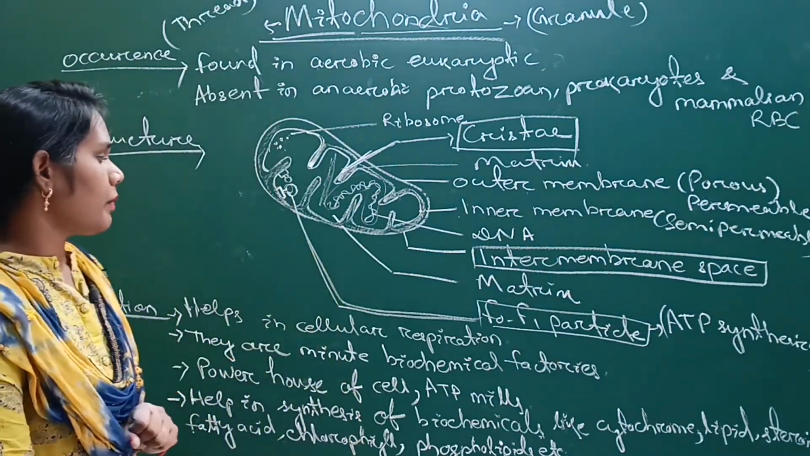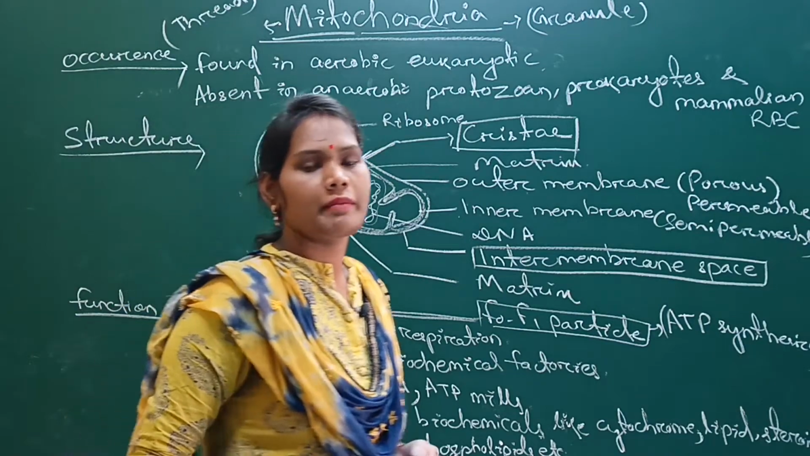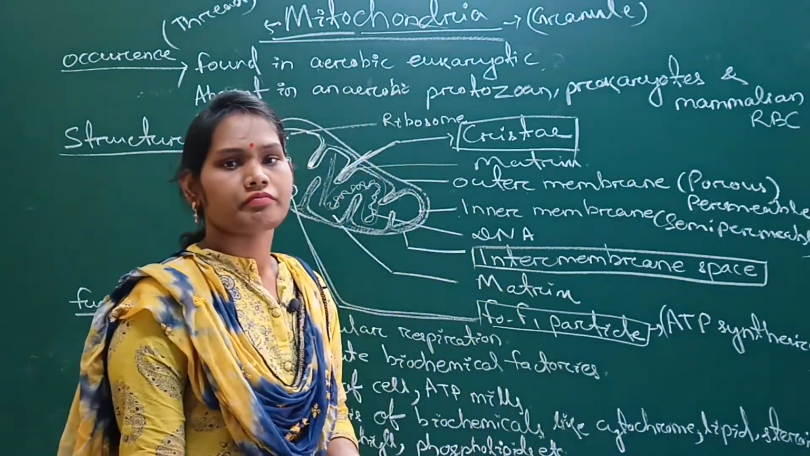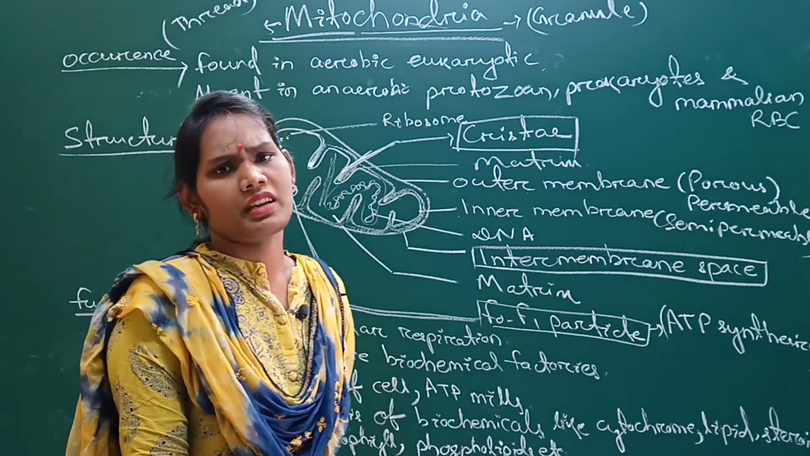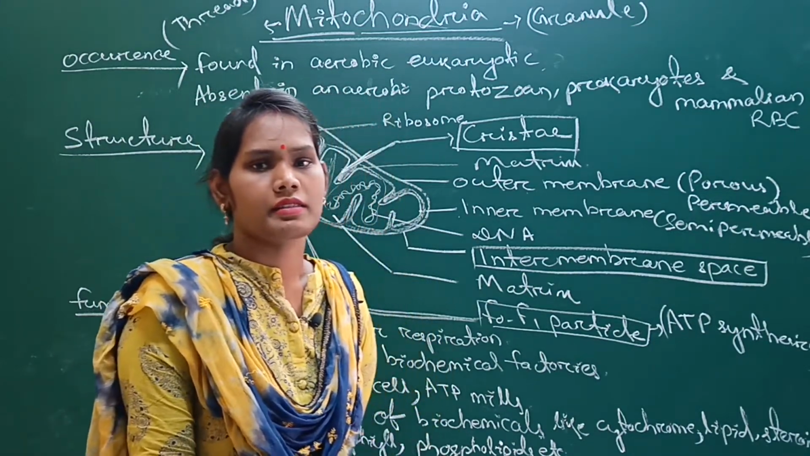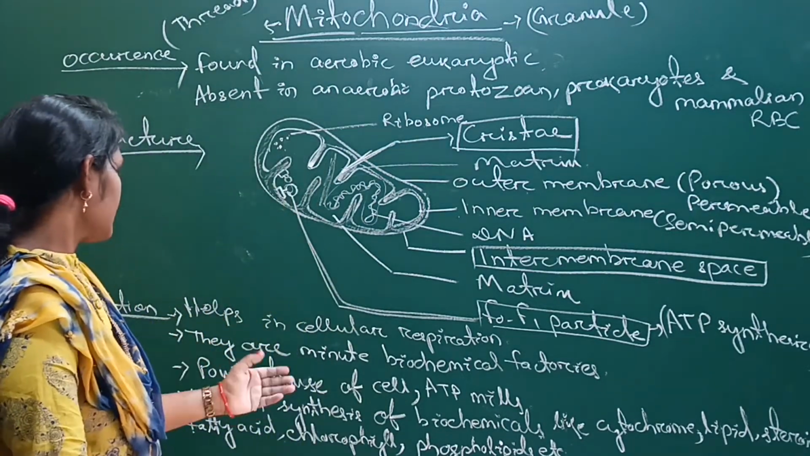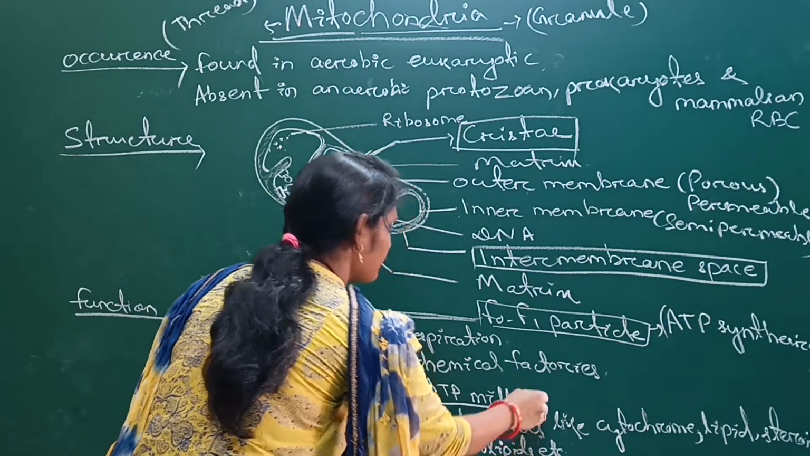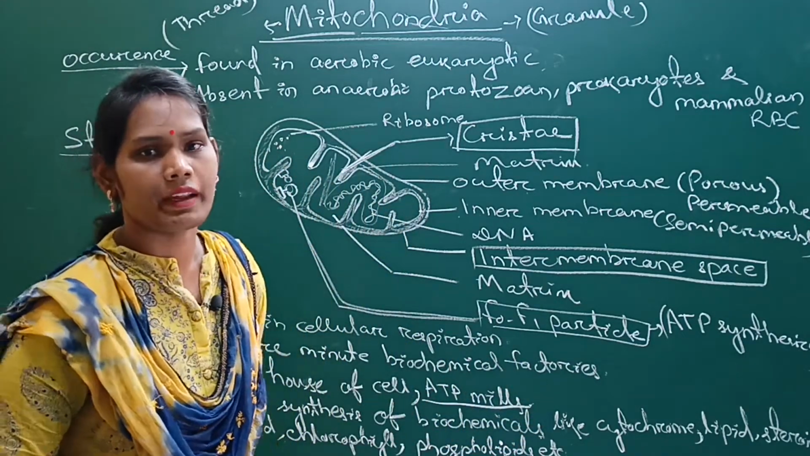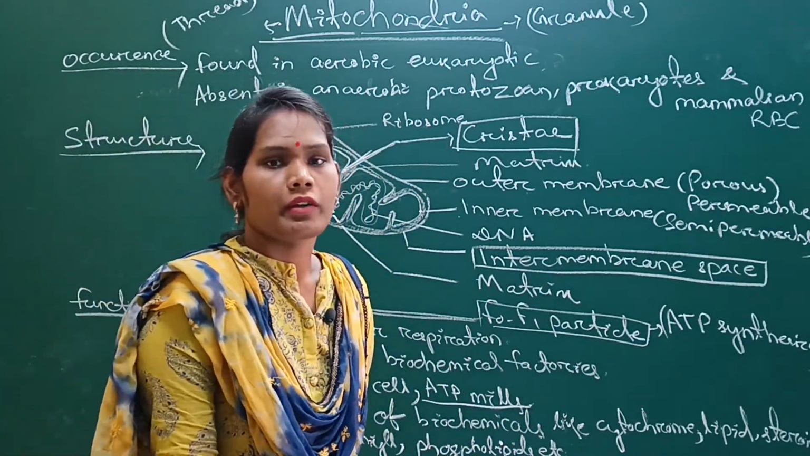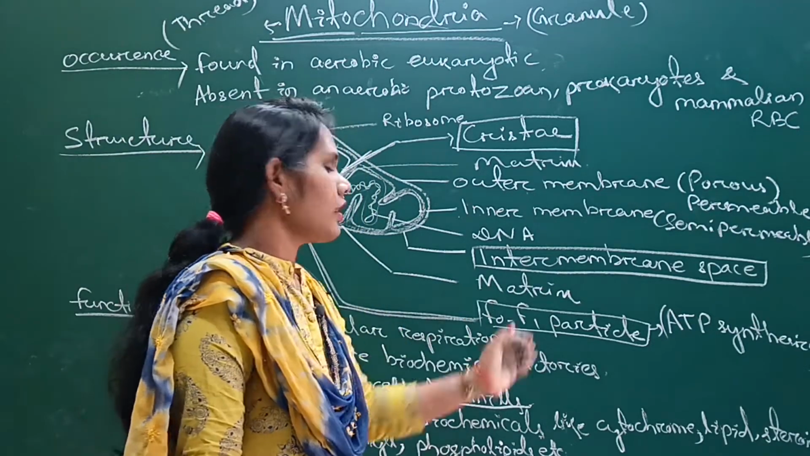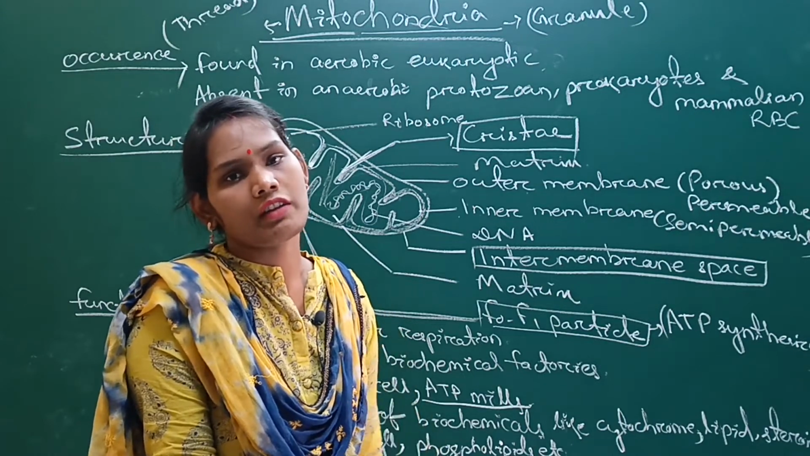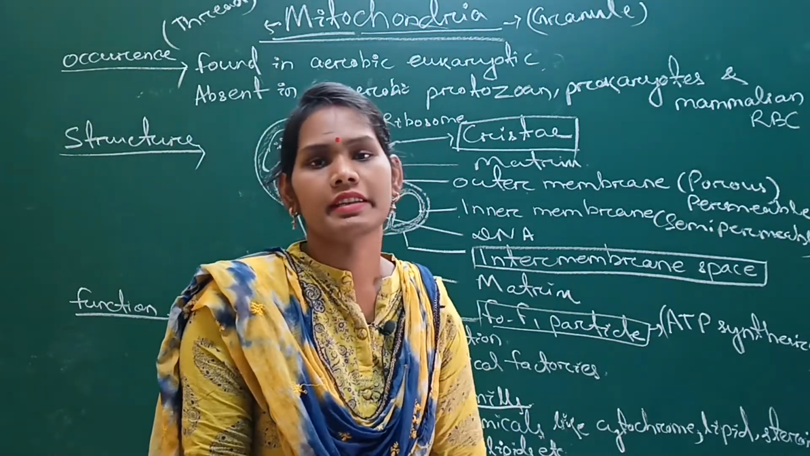So they are minute biochemical factories. Biochemical means they produce biochemical substances like CO2, H2O and some energy. These are all chemical substances, also called biochemical particles. Next, it is called the powerhouse of the cell or ATP mills. They produce ATP and they store ATP. Mitochondria produce ATP by the F0 F1 particle, and ATP is utilized in all types of cellular functions as well as to perform cell respiration.